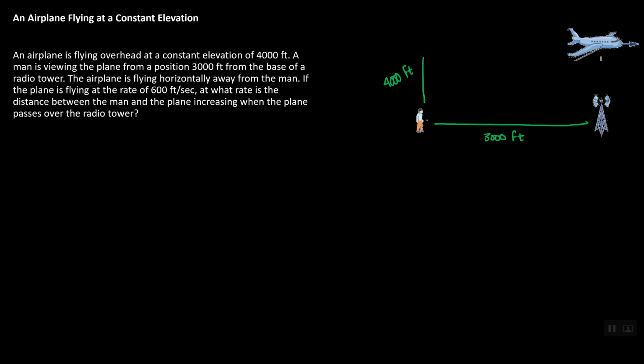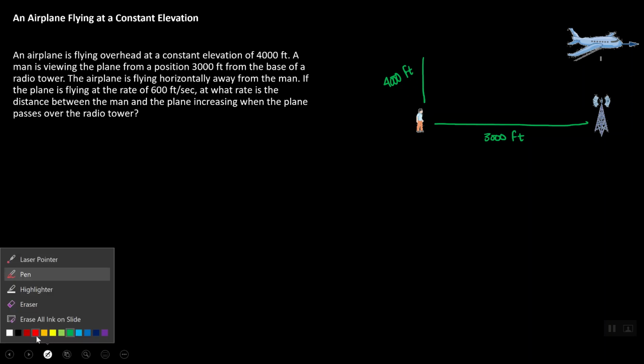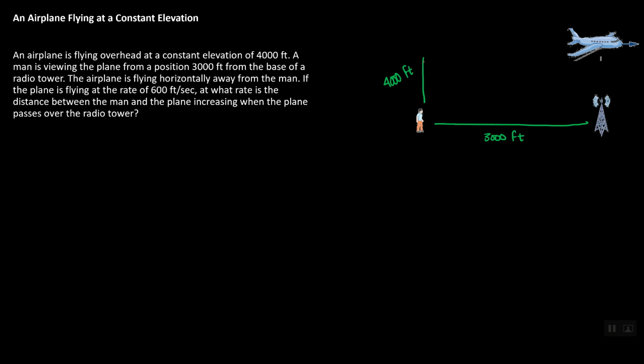Now, in the diagram that we've drawn, these green marks, those are all constant values. They're not changing. Because the plane is flying horizontally, we know that it's always 4,000 feet above the man, even when it's over here, passing over the radio tower. That's still 4,000 feet vertical. So those values aren't changing. Also, the distance between the man and the radio tower, not changing. However, the distance between the man and the plane, that is changing.